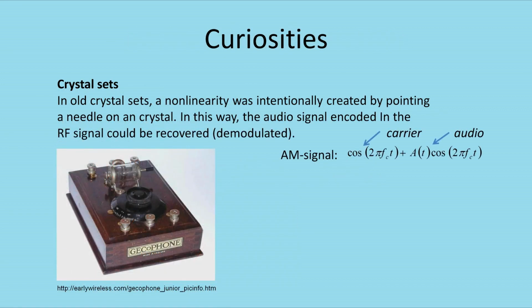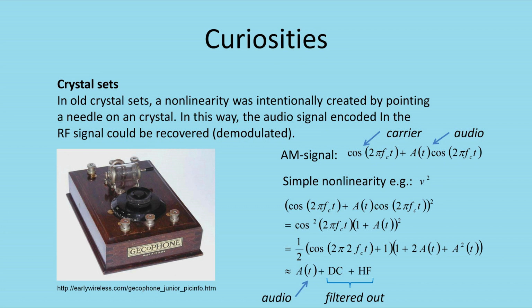Nonlinearity may in some cases be useful. In old crystal sets, a nonlinearity was intentionally created by pointing a needle on the crystal. In this way, the audio signal encoded in the radio frequency signal from a broadcasting station could be recovered. A typical amplitude-modulated radio signal consists of a carrier and sidebands containing the audio signal. The crystal realized the nonlinearity, for instance the current equals the voltage V squared. The nonlinearity caused intermodulation products. One of them was the original audio signal encoded in the radio signal. Other products were direct current and high-frequency signals that were easily removed using filters.